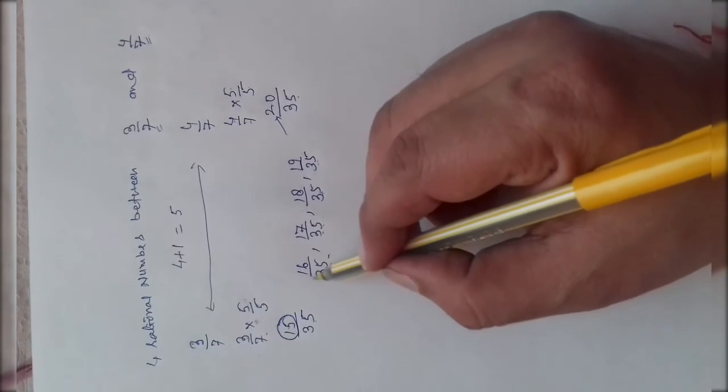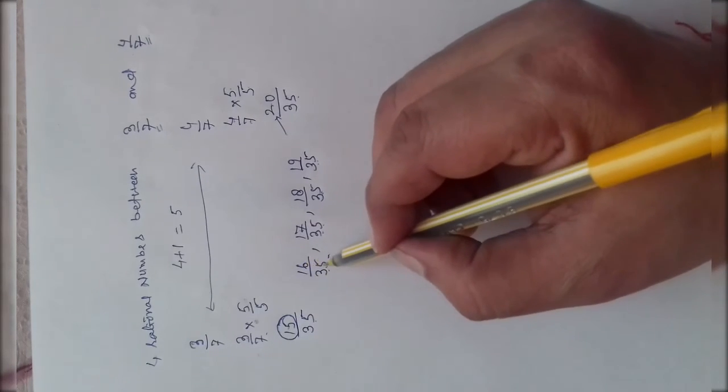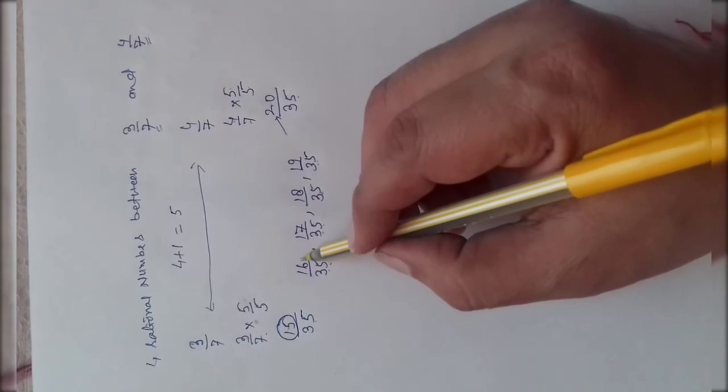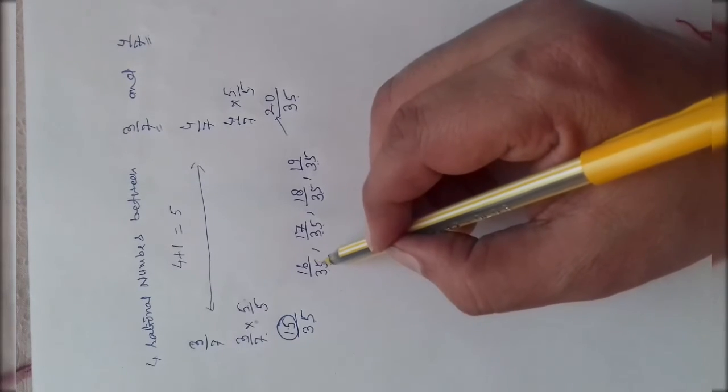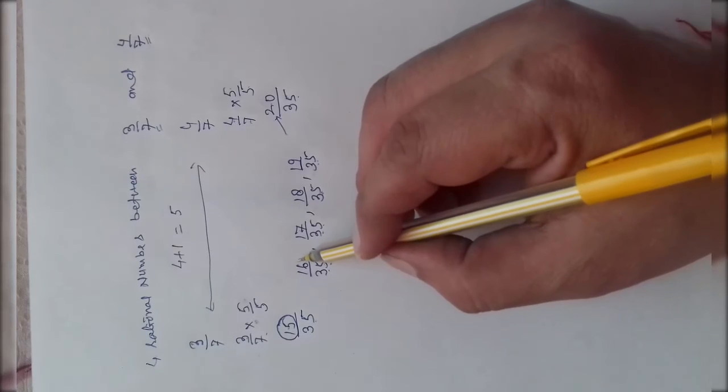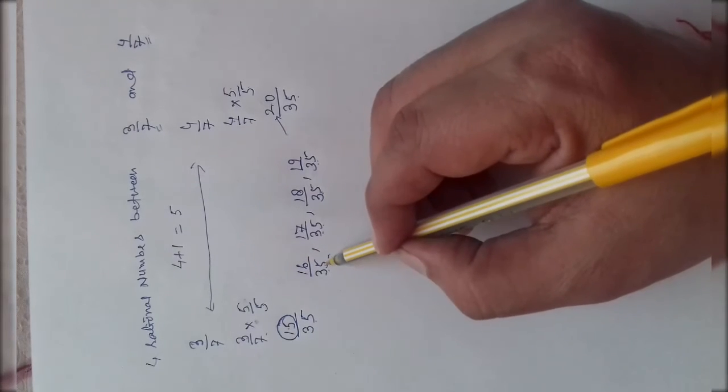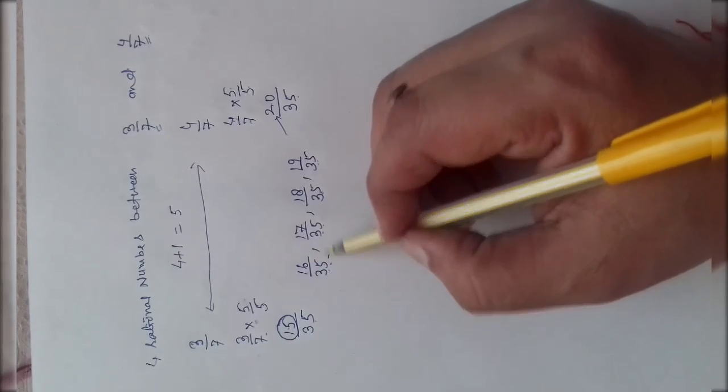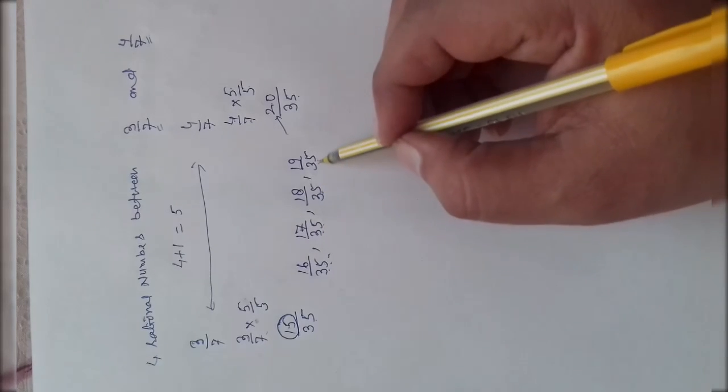If any of these numbers can be simplified, that means if there is any common factor, we can divide both numerator and denominator by that number. If not, then it is our final answer.